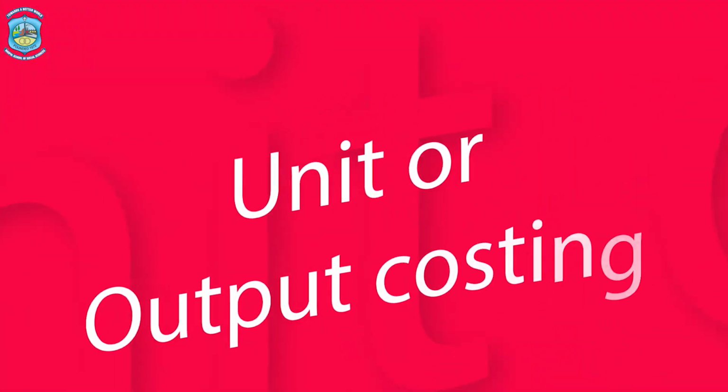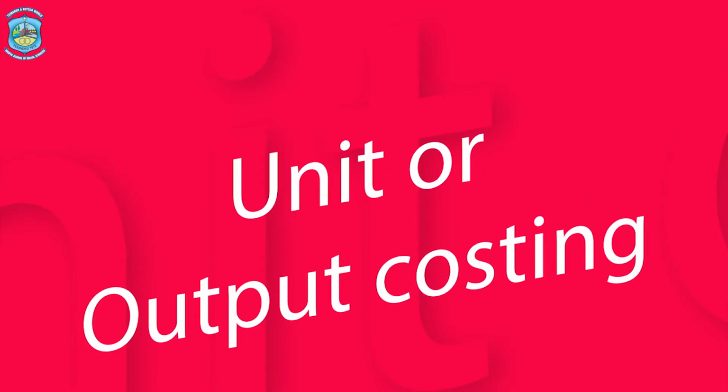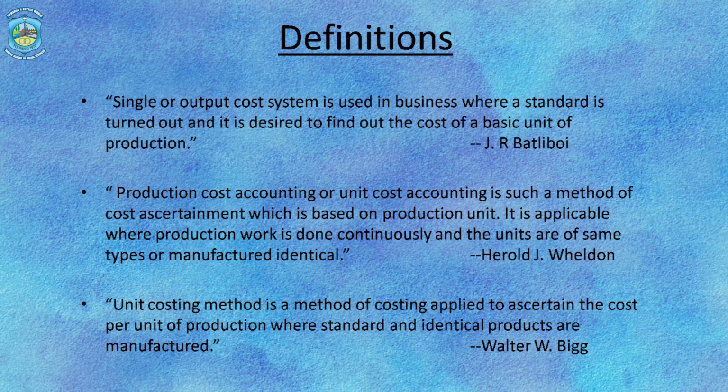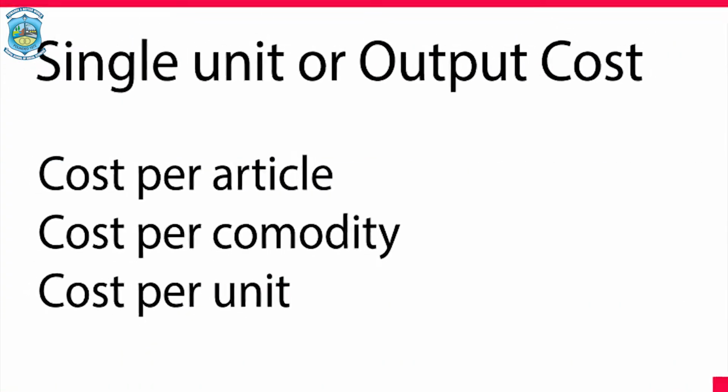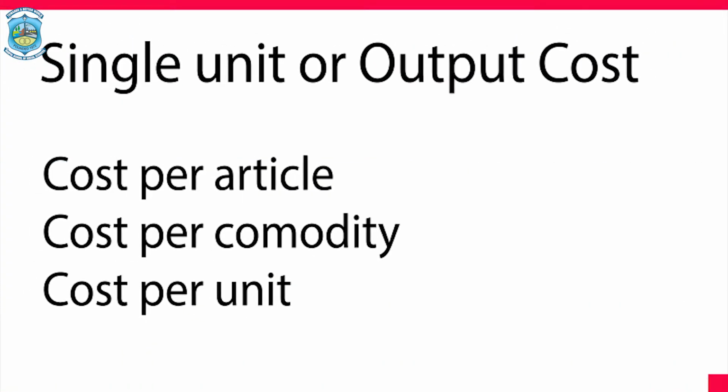Today I am going to take a session on unit or output costing. Dear friends, the definition for unit or output costing is on your screen. In simple way, we are going to calculate the cost per article or the cost per commodity or the cost per unit. It comes under single unit or output costing.